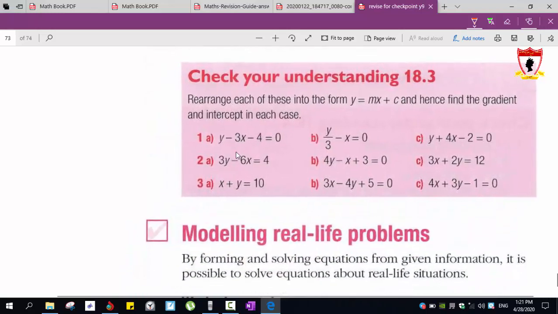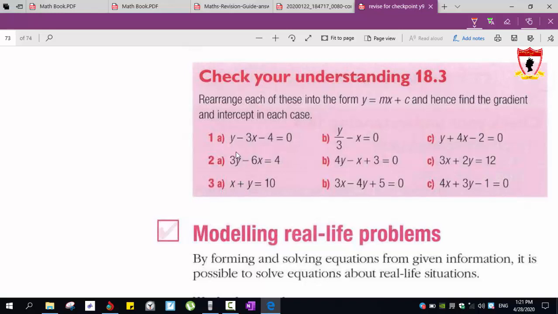Check your understanding 18.3. Here we have some questions. If the equations are not in the standard form, then we need to write them in the form of y equals mx plus c. Then once we did this, we will be able to see the gradient and the intercept. The first question in this set is question 1a, y minus 3x minus 4 equals 0.